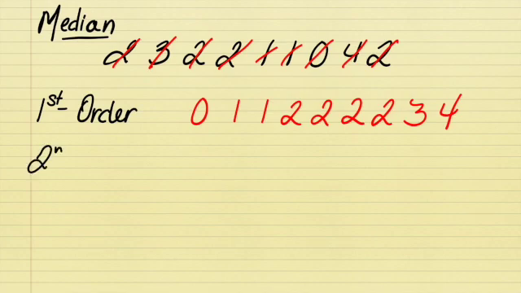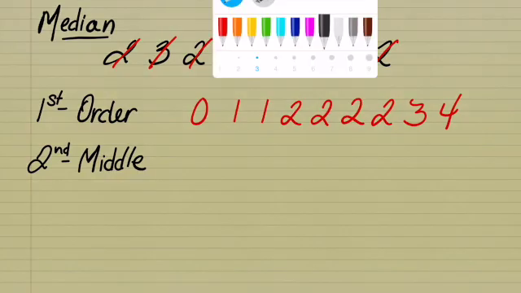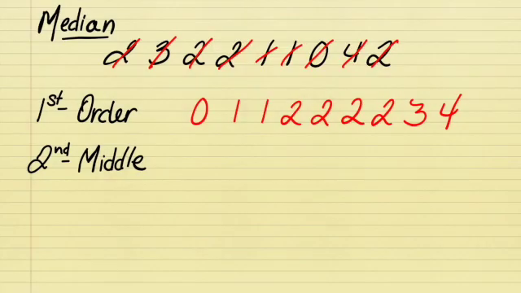The second thing we do is we find the middle number. And the middle number is actually going to be the median. So I'm going to start on my ends, okay, and I'm going to cross off the outsides until I get to the middle. So outsides, outsides, outsides, outsides, and this actually is my middle number.